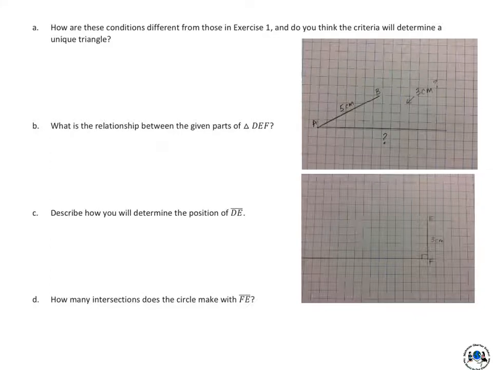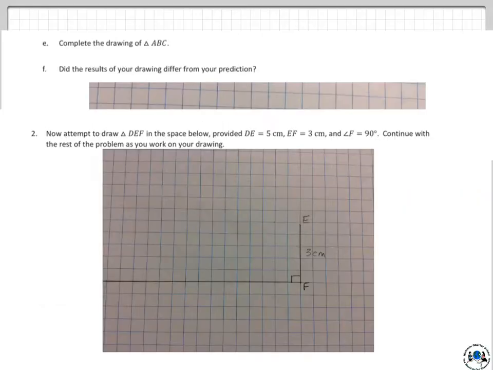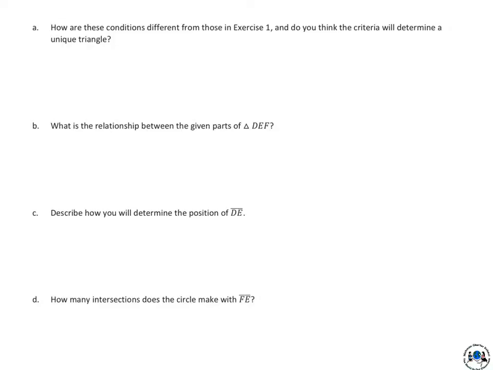Okay, so question A asks us, how are these conditions different? Oh, hold on a second, I haven't actually shown you the original one here. Let me go back to this. Okay, so attempt to draw DEF, and I did, and here's what I came up with. You probably came up with the same. I could easily draw my 3 centimeters between E and F, and this angle is very easy to draw because it's a right angle, 90 degrees. So that's what that looked like.